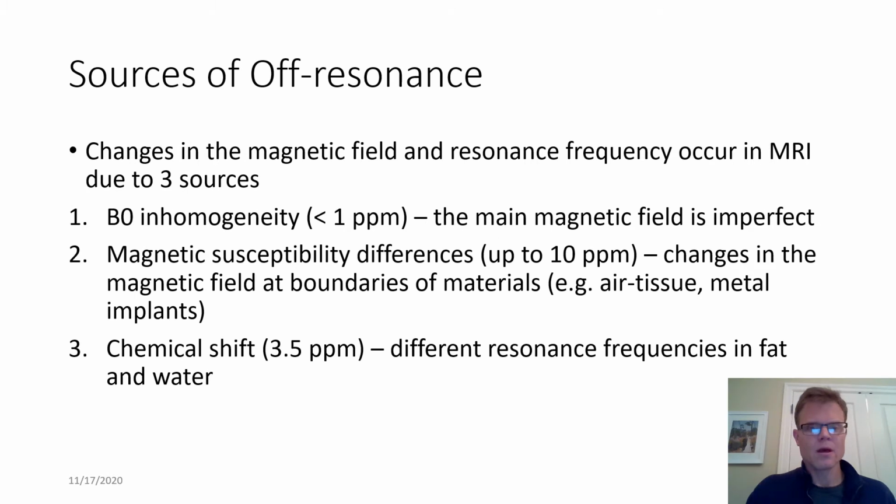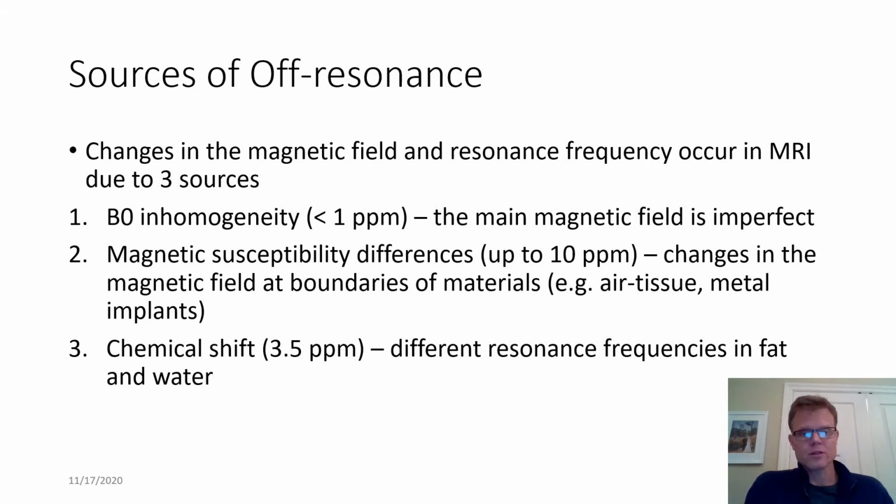Okay. The next concept we want to go through here, because it's a source of several very common artifacts, is off-resonance effects. What we generally mean by off-resonance effects is that something is creating a change in the magnetic field and therefore the resonance frequency. They're primarily due to three sources. The first is main field or B0 inhomogeneity. This is typically on the order of 1 ppm, or 1 part per million, simply because we can't make a perfect main magnetic field.